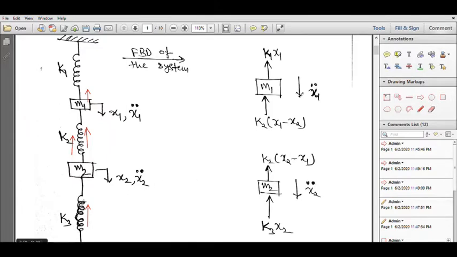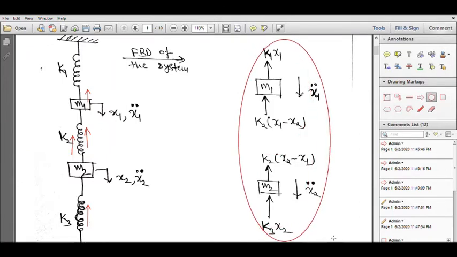Similarly, the restoring force generated in the spring K3 will be K3 into x2 in upward direction once again. Alright, so we have covered all the forces on both the masses. So this is the free body diagram. This is the complete free body diagram of the system.